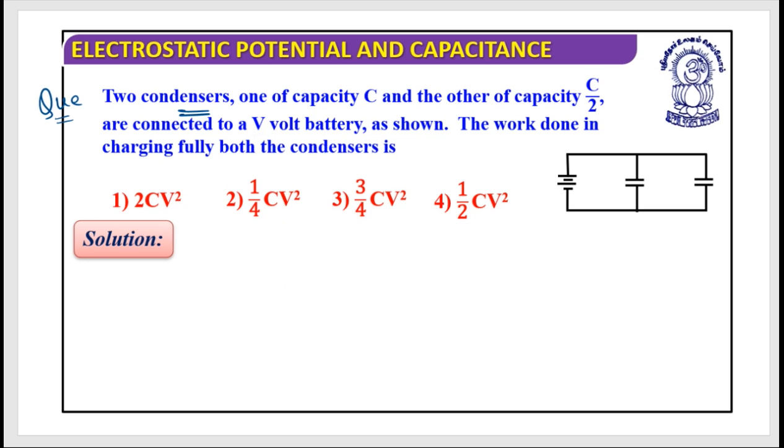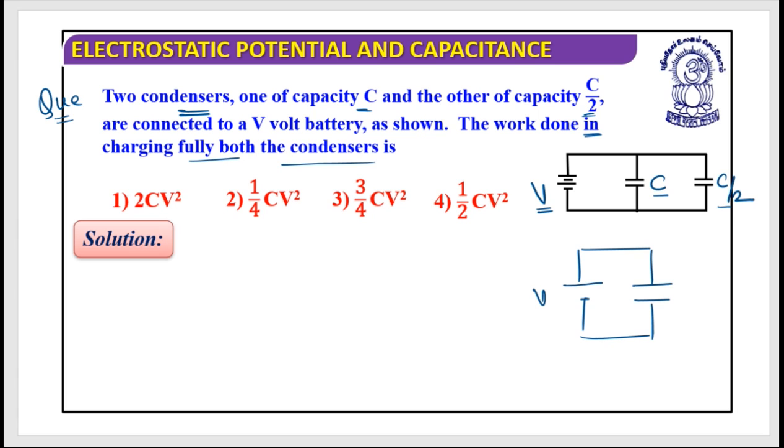What this says, the two condensers are there, one of capacity C and another of capacity C by 2. Let me write this. It's C and this is C by 2. They are connected to a V volt battery as shown. The work done in charging fully both the capacitors. So this is the situation, something like this. This is V. These two are in parallel, and as they are in parallel, the equivalent is C plus C by 2, that stands to 3C by 2. I hope this is clear.